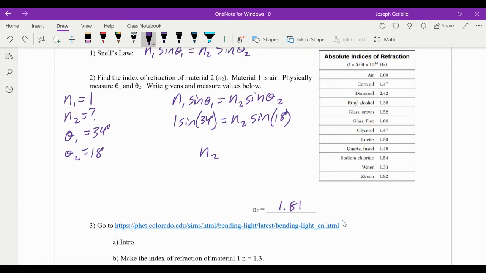Actually, you know what? I will show a few more steps there. So let's do 1 times the sine of 34. This is 0.560 equals n2, and then the sine of 18 is going to be 0.309. Divide both sides by that number. 0.560 divided by 0.309, we get about 1.81.